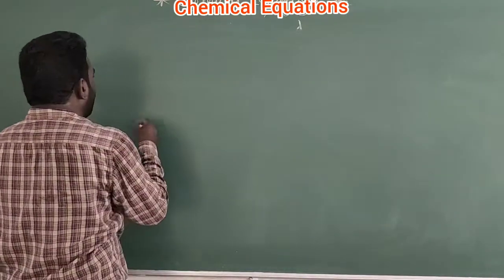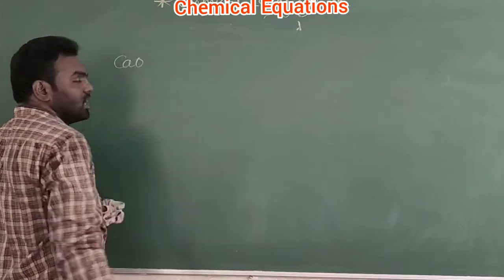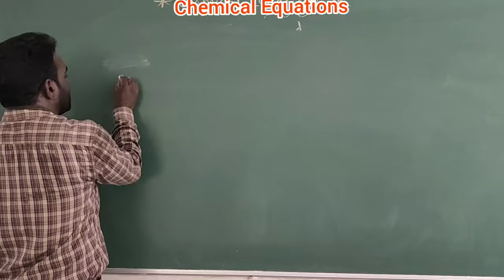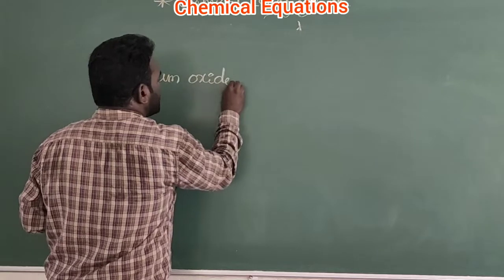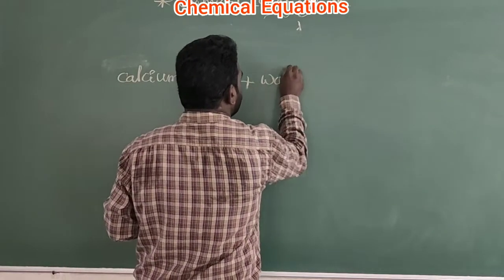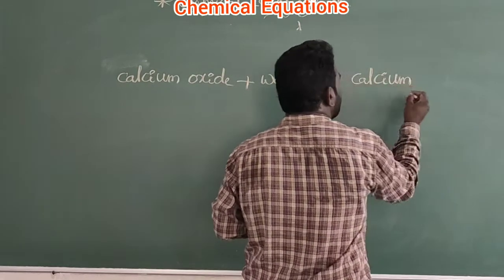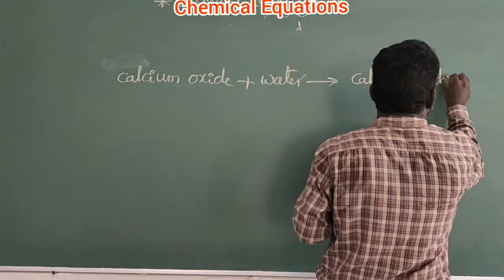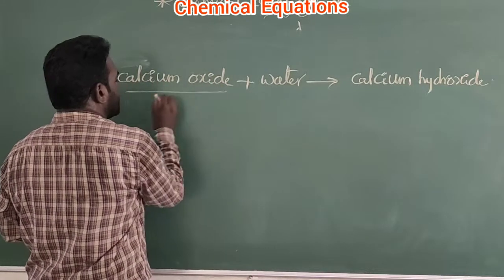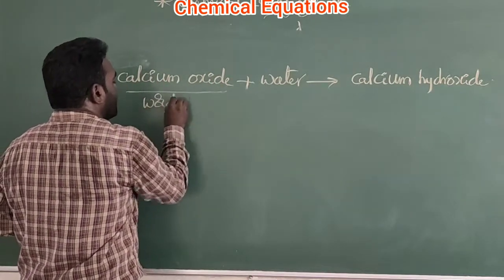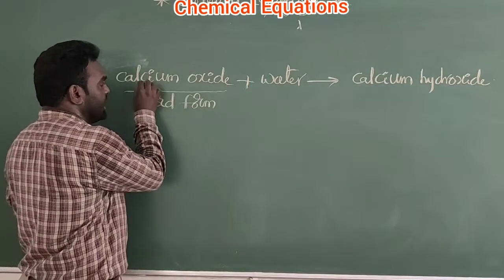Suppose you see the first activity. What is going on in the first activity? Quicklime, which is nothing but calcium oxide, is dissolved in water and produces calcium hydroxide. This is the word form of calcium oxide.